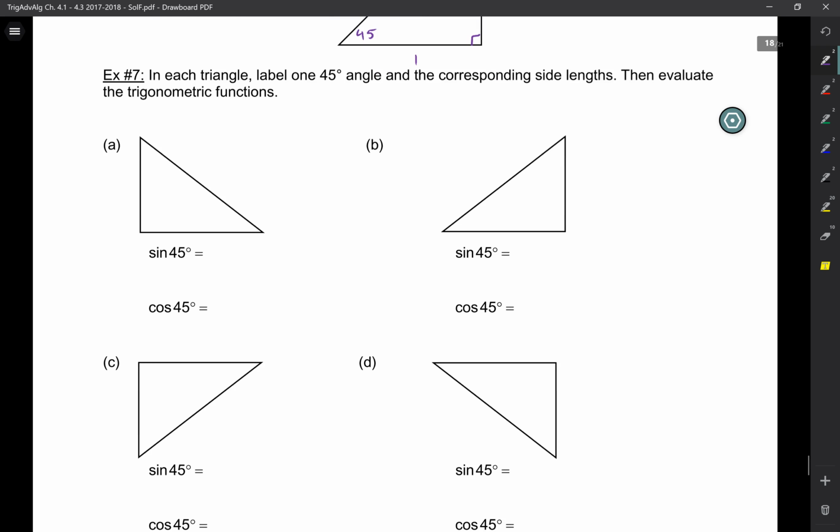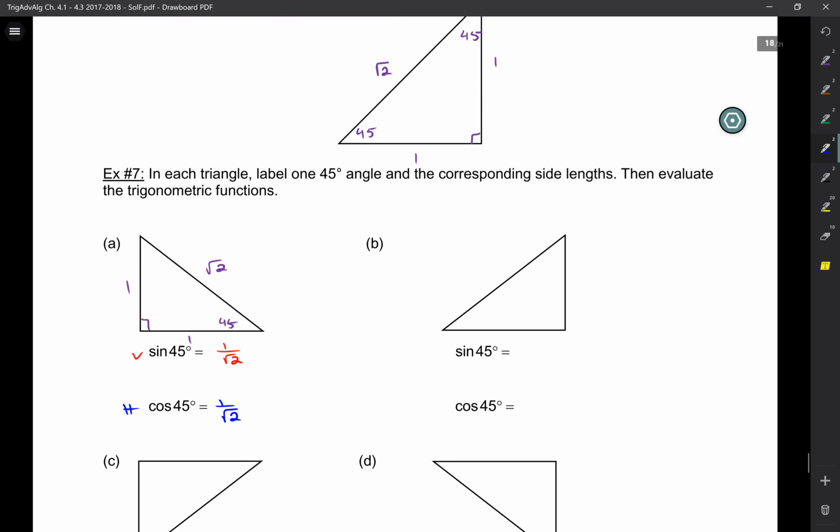Now here, I'm only going to do one of the triangles. So I'm going to label that 45, and I'm going to do 1, 1, root 2. All right, for the sine, do I use the horizontal or vertical leg? Well, technically it's the vertical leg, but it really does not matter. It's 1 over root 2. For the cosine, it's the horizontal leg, and again, it's 1 over root 2. Okay?